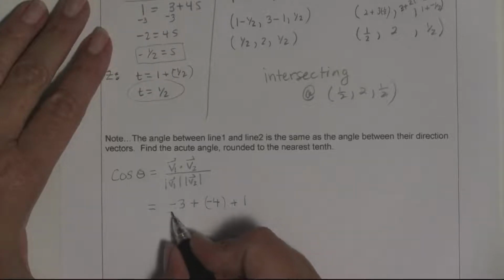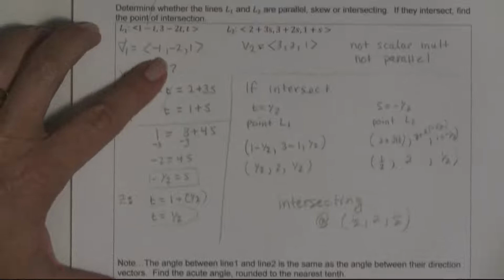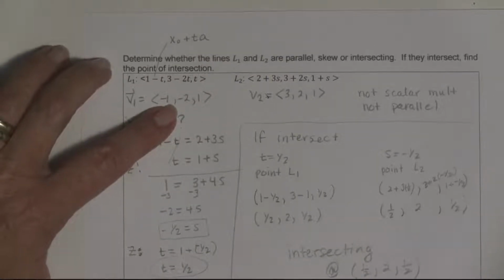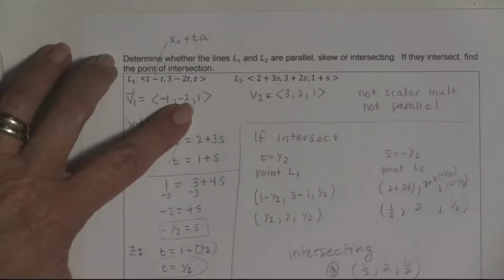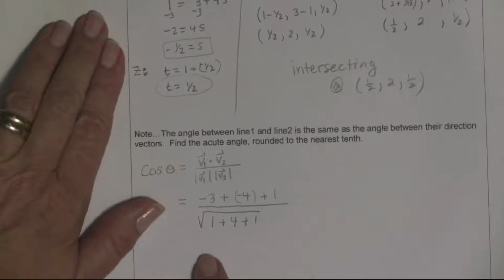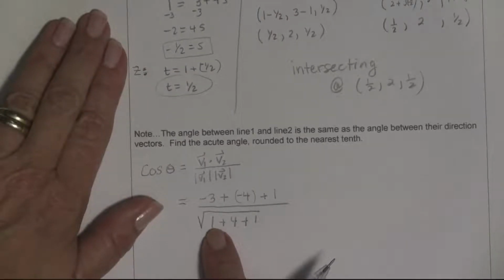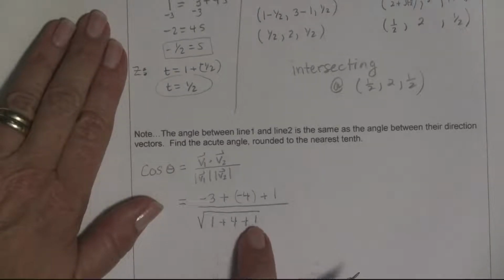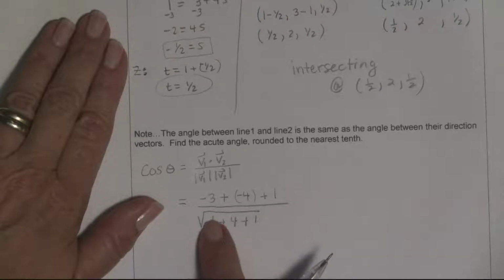And then divided by, and then we want to square, right? Square, add, and then take the square root, not multiply. And so when I square negative 1, I get 1. When I square negative 2, I get 4. And when I square 1, I get 1. And so I want to find the magnitude. You square them, add them, and then take the square root of them.